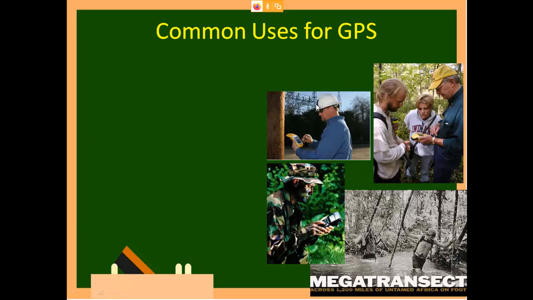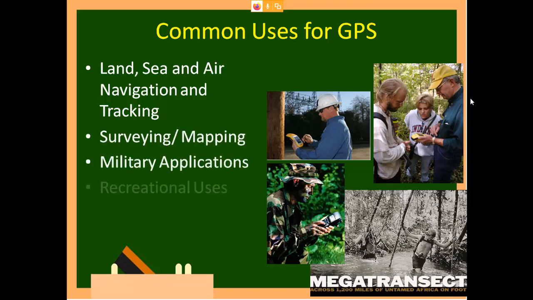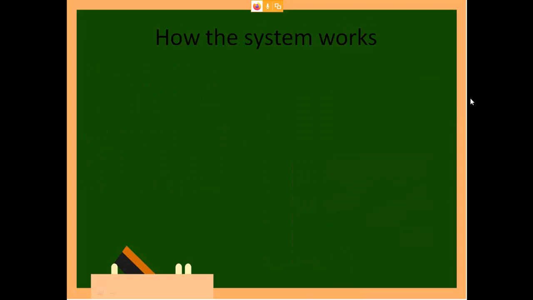Okay, so for construction purposes you can use GPS, for army purposes you can use GPS. Then when you are in a forest or any thick area, you can use this GPS to get the direction and come out of it. Okay, so land, sea and air navigation, surveying and mapping, military applications. Then for the remaining, like forest or anywhere, if you go you can use it.